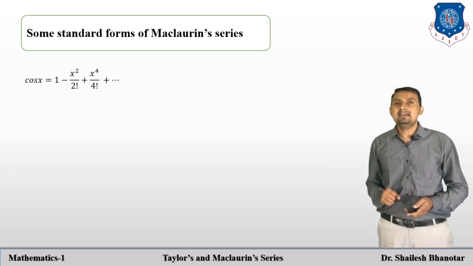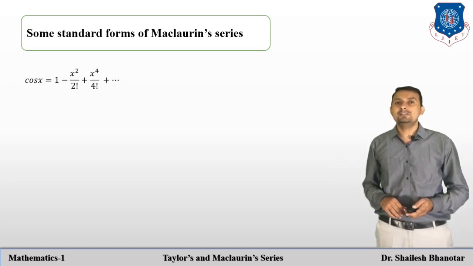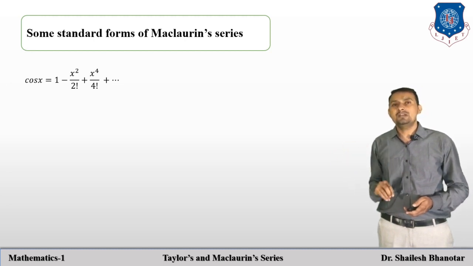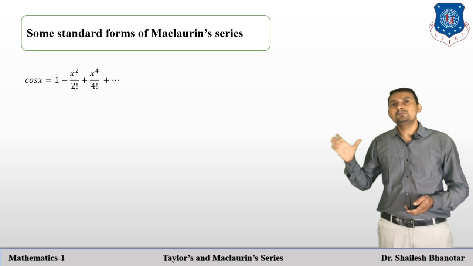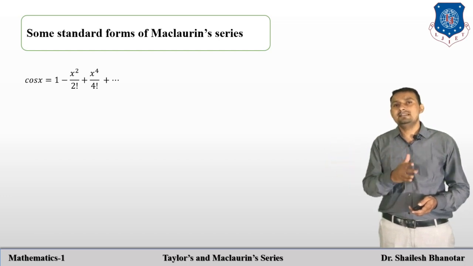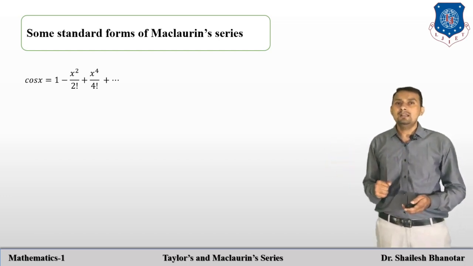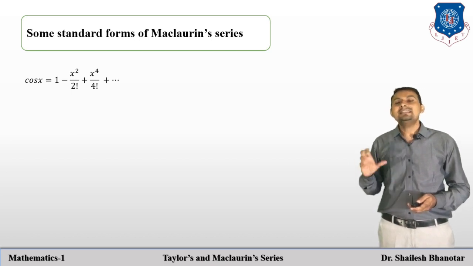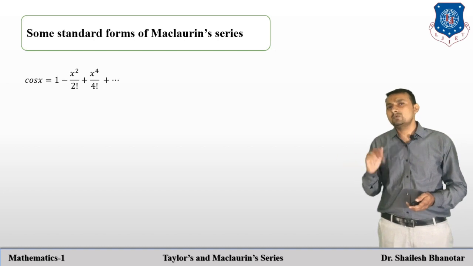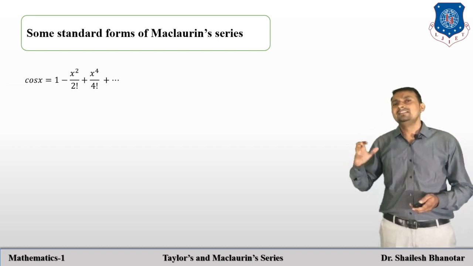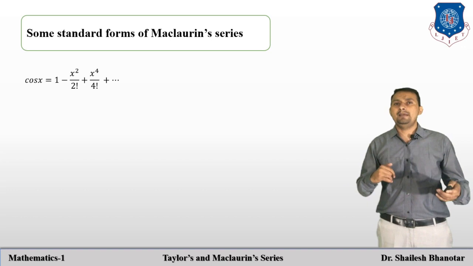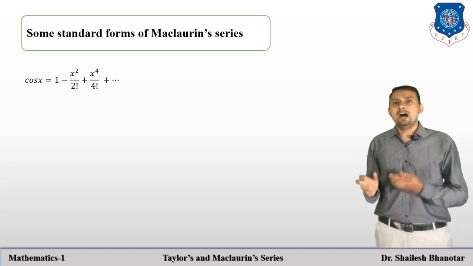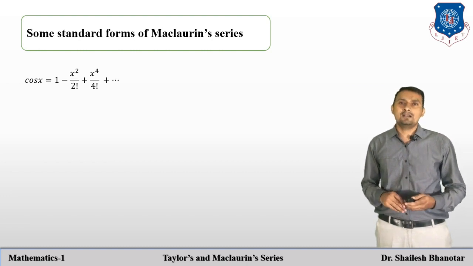So here cos x is there, so 1 minus x squared divided by 2 factorial plus x raised to 4 divided by 4 factorial plus and so on. So for that, what you have to do? Suppose you want to prove that cos x is equal to 1 minus x squared divided by 2 factorial plus x raised to 4 divided by 4 factorial plus and so on. So in that case, what you have to consider? From this question, you can conclude that we want cos x in terms of x. That means we need to represent here the Maclaurin series expansion of the function f of x is equal to cos x.